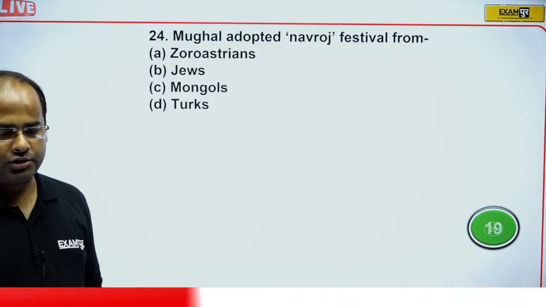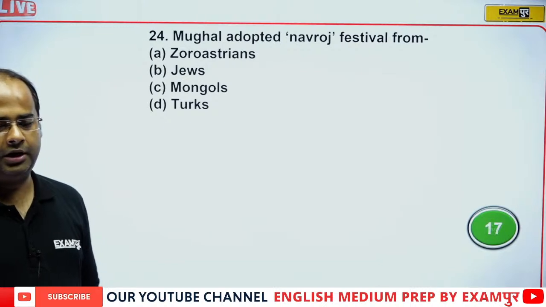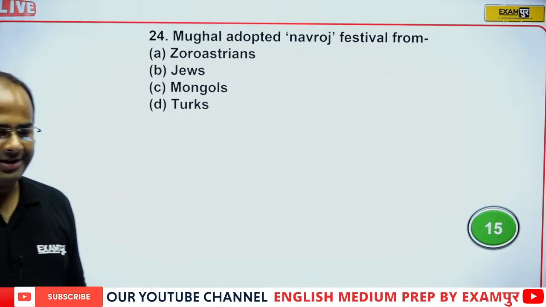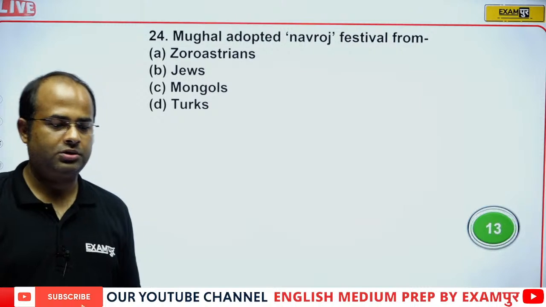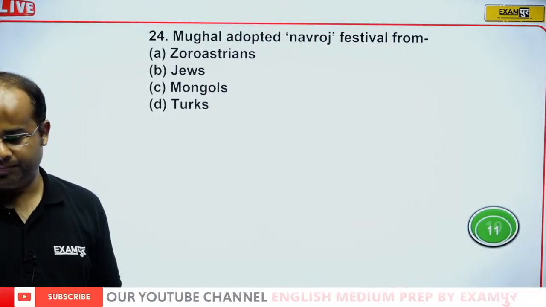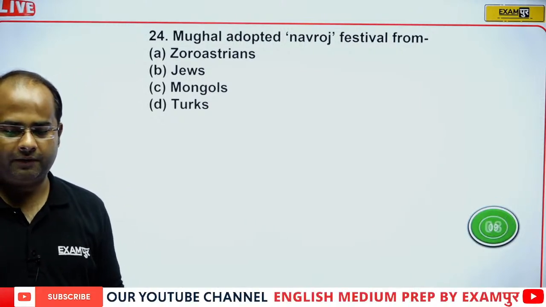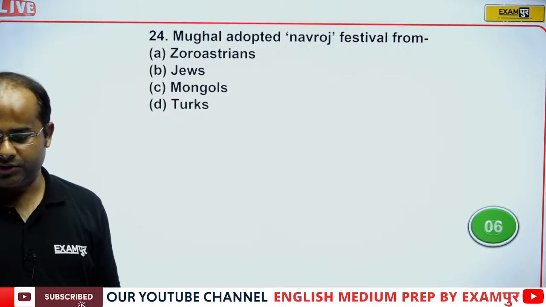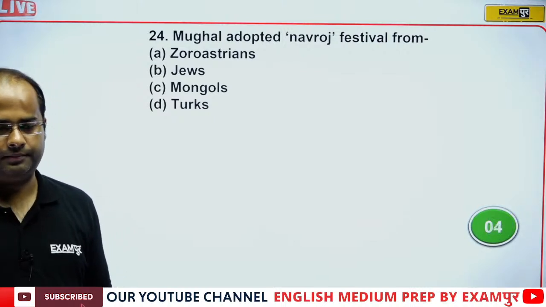Now come to the next question. Mughals adopted the Navroz festival from Zoroastrians, Jews, Mongols or Turks? So from where did the Mughals adopt the festival Navroz?